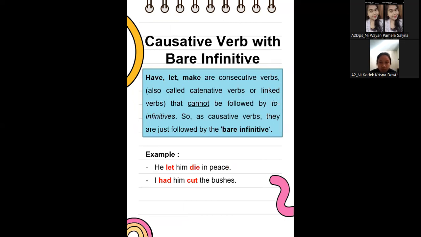The next topic is causative verb with bare infinitive. Have, let, make are consecutive verbs, also called link verbs, that cannot be followed by to infinitives. So as causative verbs, they are just followed by the bare infinitive. For example, he let him die in peace. The second example, I had him cut the bush.